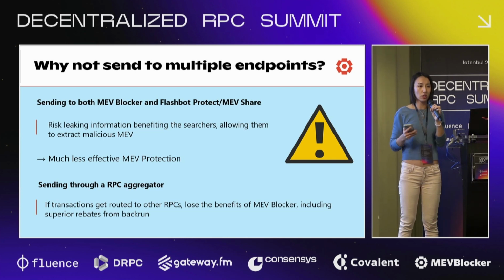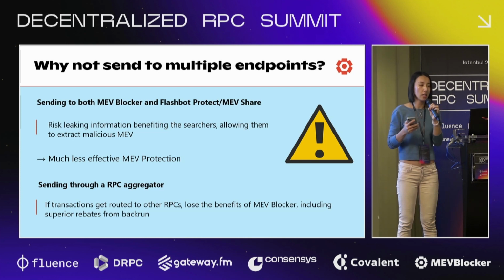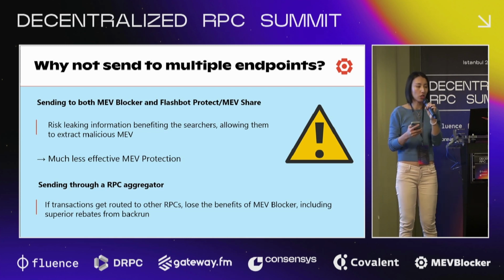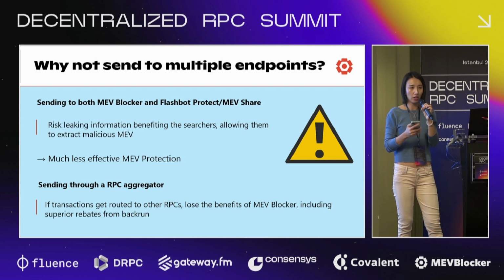Now, let's say you're a searcher listening to both MEV Blocker and Flashbots. What will happen is effectively that you can get around the system, both systems, in fact. MEV Blocker will tell you all the core data that Flashbots is trying to hide, and Flashbots will tell you, hey, these are the fake transactions, these are spam. And effectively, what it means is that you're left with much less protection.